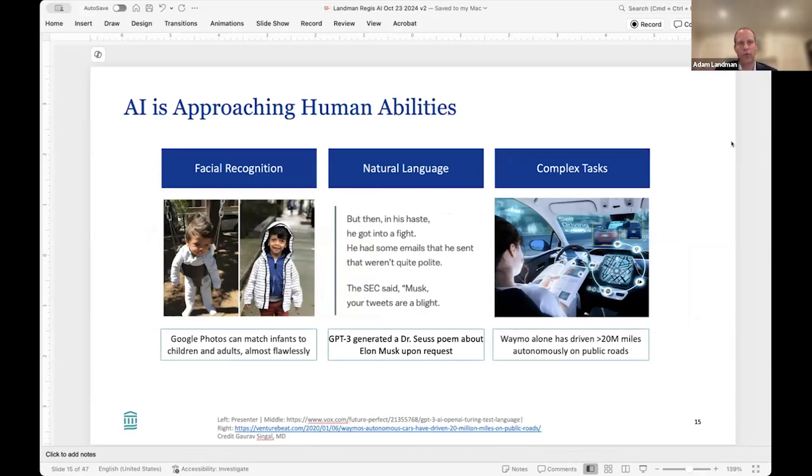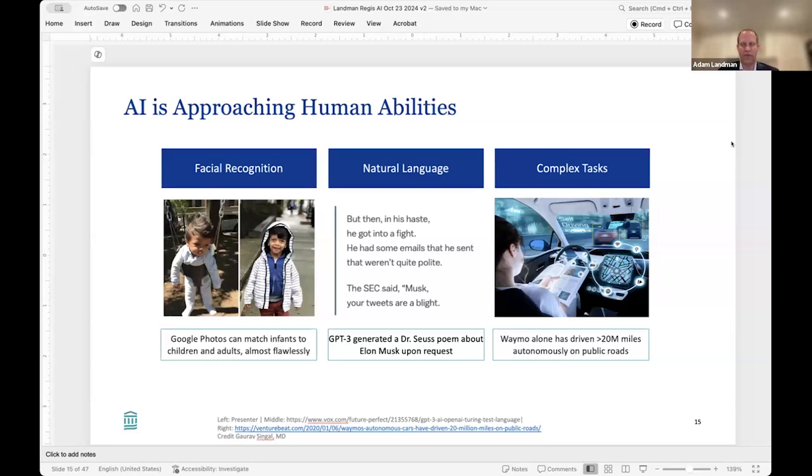So for many of you who use your phone and take a lot of pictures, you may notice that Google Photos and Apple Photos can do facial recognition. And in fact, it's powerful enough that it can track a child as they're aging and continue to recognize that child in their photos. We talked a little bit about what GPT has done with natural language creation. And then AI is also performing complex tasks.